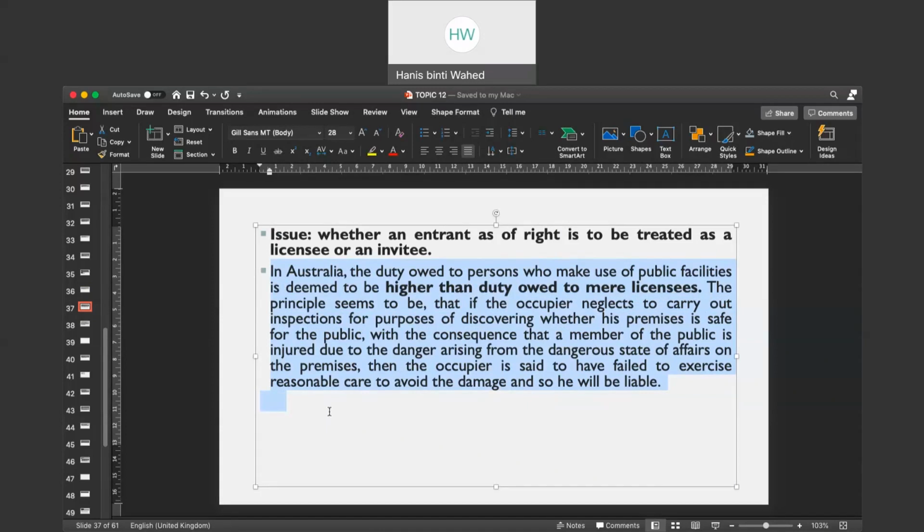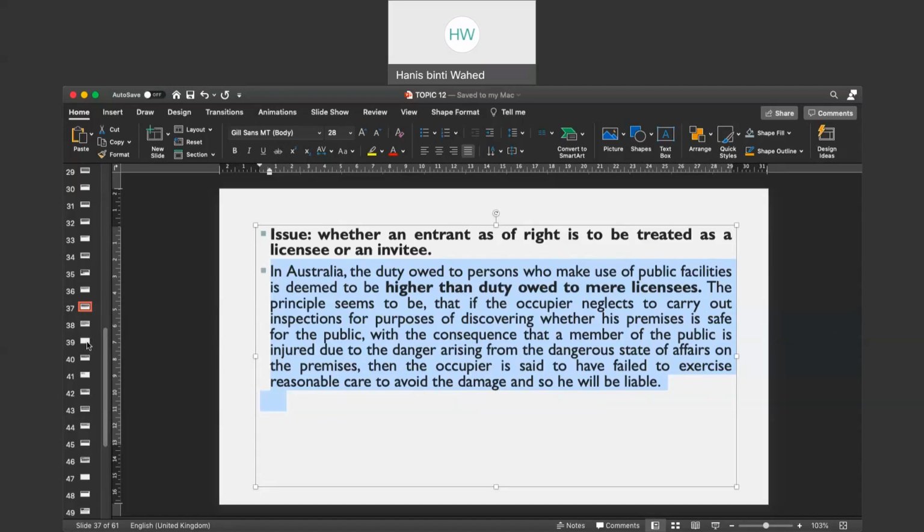Jadi kita boleh katakan kat sini, entrance as of right ni is entitled untuk those who entrance as of right, they are the one who entitled untuk expect yang the premise is safe for all, is safe to all public. Okay, so that's on apa to entrance as of right, yeah.